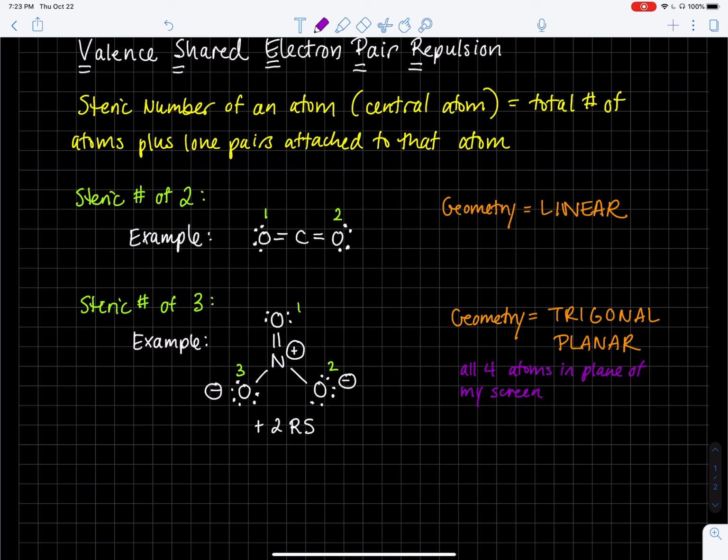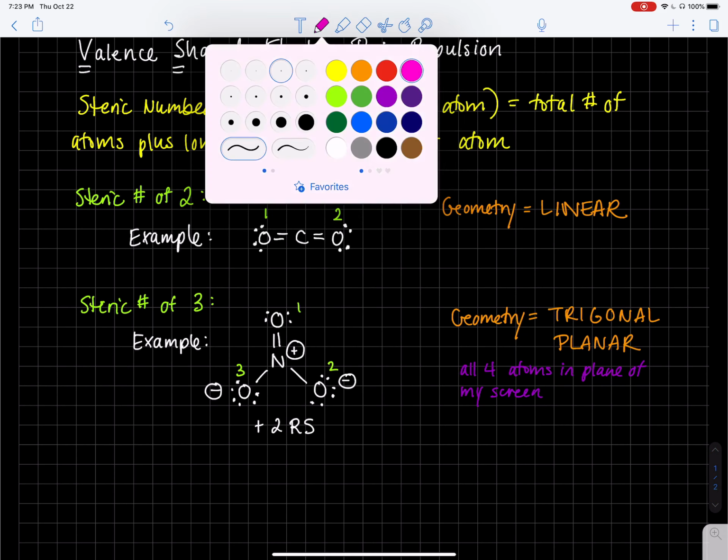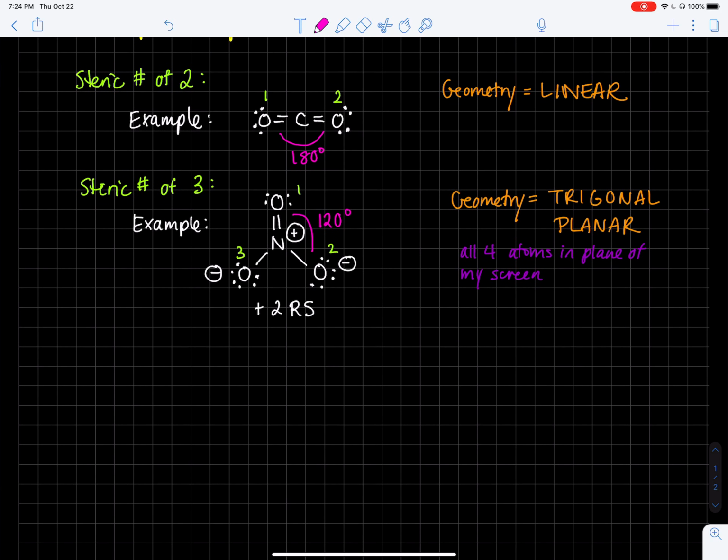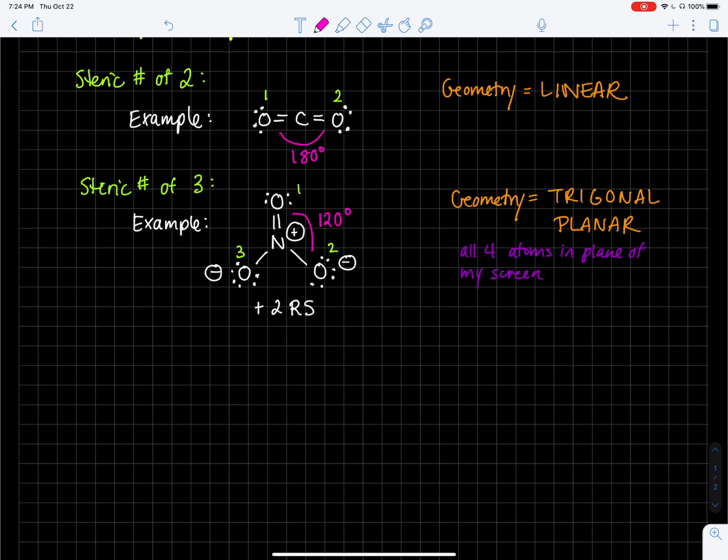Okay. They are evenly spaced from each other. So in a trigonal planar species like this, the whole circle has 360 degrees. And so the angle between these things in trigonal planar is 120 degrees. I could draw up here 180 degrees. Okay, so that's example number 1 of a steric number of 3, the trigonal planar geometry.